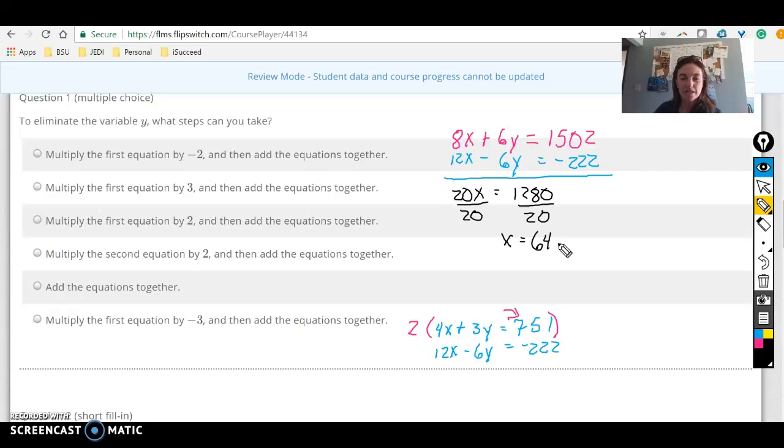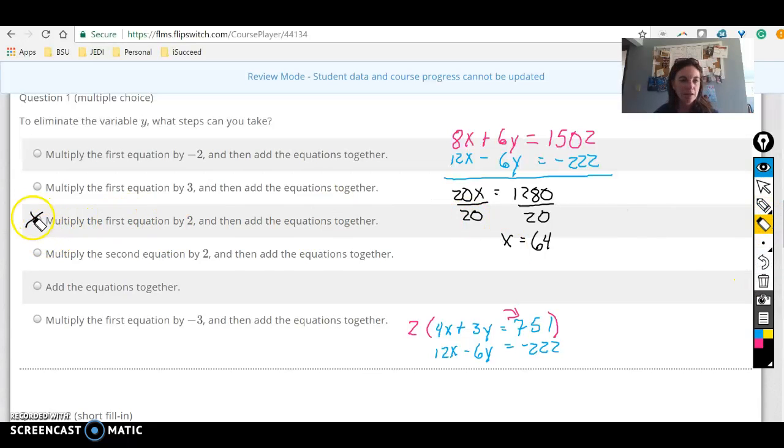Okay, so it took us quite a ways here, but all they actually asked for in this first question was, what is the first step? So the first step was to multiply the first equation by 2. And then we added them together. Let's see. Oops, I marked the wrong one there. We don't want to multiply the second equation by 2. We want to multiply that first equation by 2. So make sure you're marking the right one.